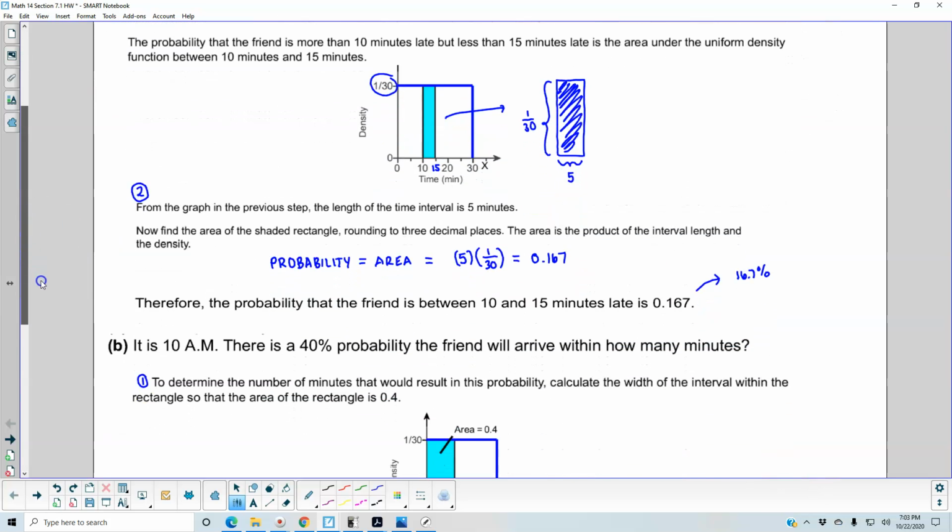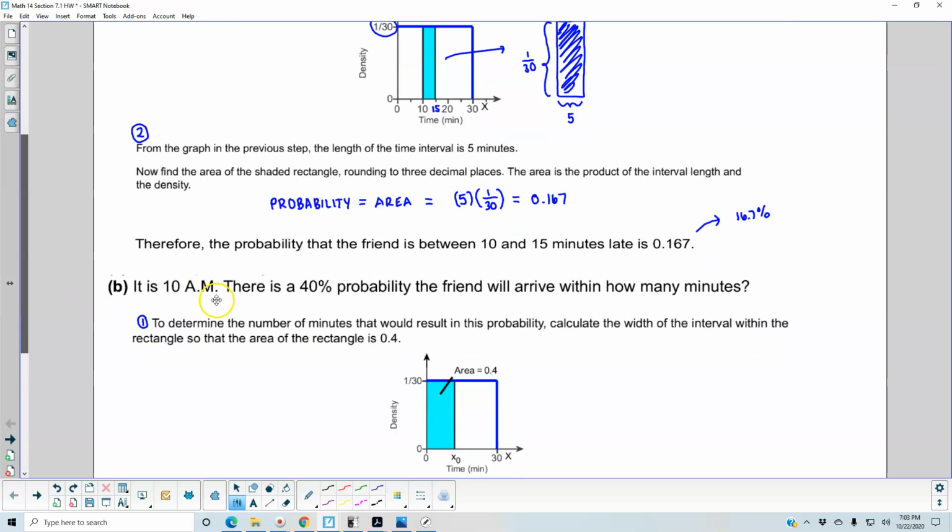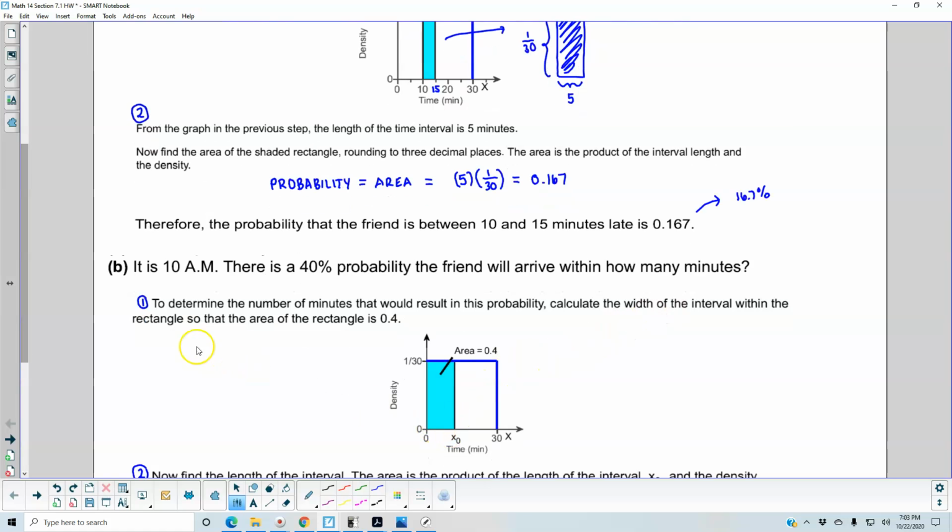In part B, it's saying that it is 10 a.m. There is a 40% probability that the friend will arrive within how many minutes. So what we're looking for is the length. To determine the number of minutes that will result in this probability, we need to calculate the width of the interval within a rectangle so that the area of the rectangle is 0.4.